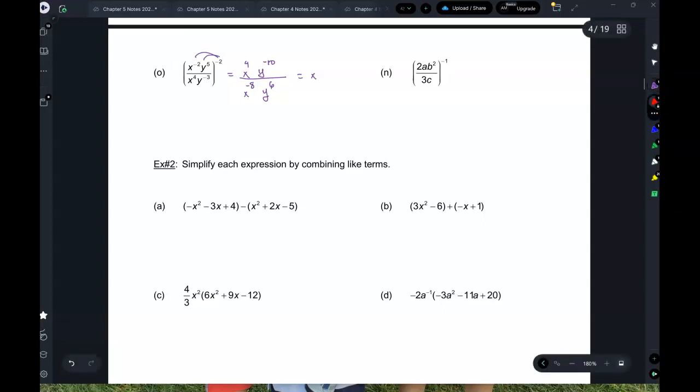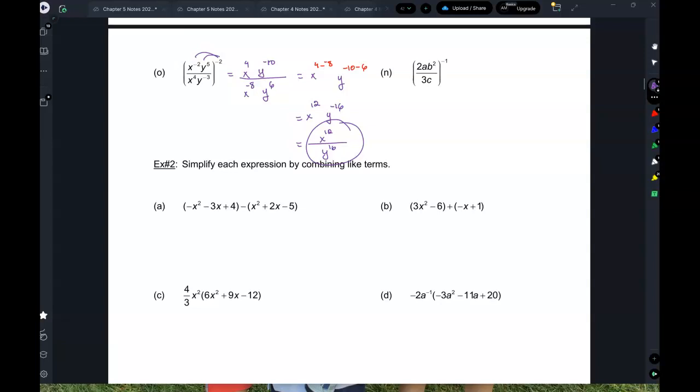X to the power of 4 minus negative 8. Y to the power of negative 10 minus 6. So 4 minus 8, x to the 12. Y to the how much? Negative 16. Okay. Now, x is fine. Y is not. X stays, y moves. So x stays, y moves, and that's it.